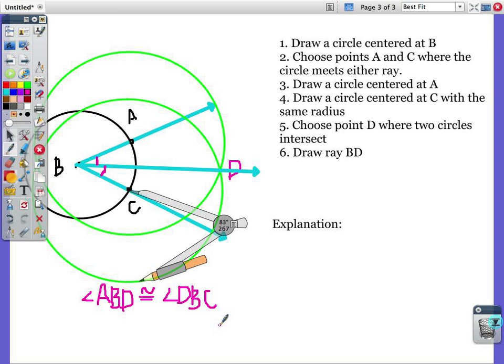Won't you use axiom 3? You won't use axiom 3, but you will use axiom 2. Why don't you use axiom 3?